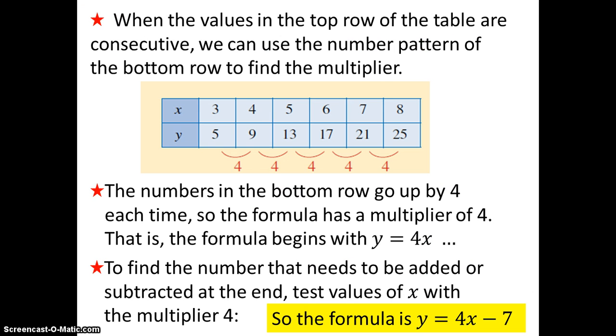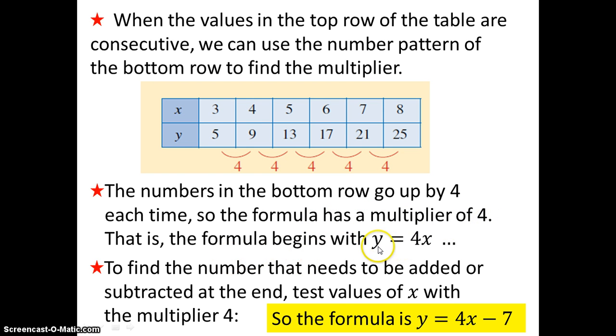Okay, question number 4. Oh, before we get to that, sorry, just a little note on helping you to find the actual equation. What I did there: when the values in the top row of the table are consecutive, so they go up 1 by 1 each time, then you can use the number pattern from the bottom row to find out the multiplier. In the last question it was 6, but here you can see it's going up by 4. So the formula has a multiplier of 4.